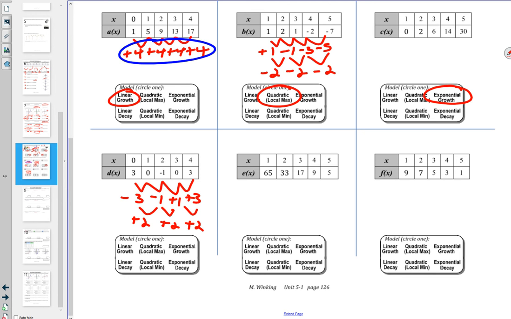So because the second difference is positive, it's an upward facing parabola. Which one is that going to be? Quadratic or linear? The vertex is at the bottom.